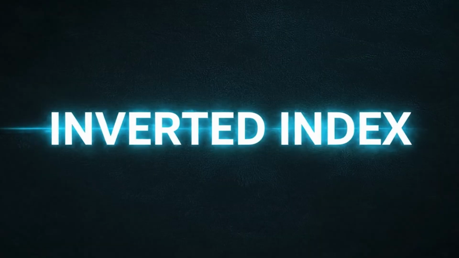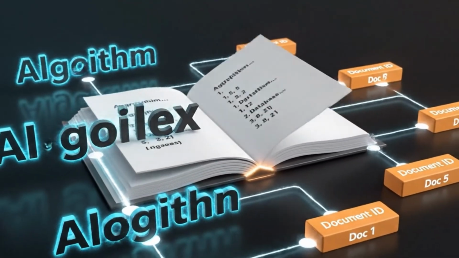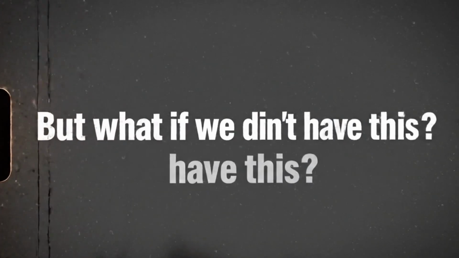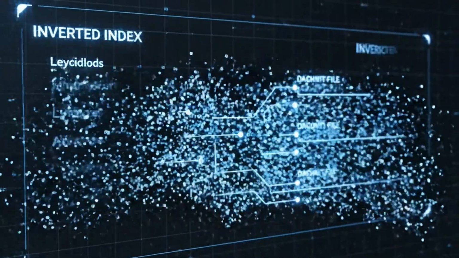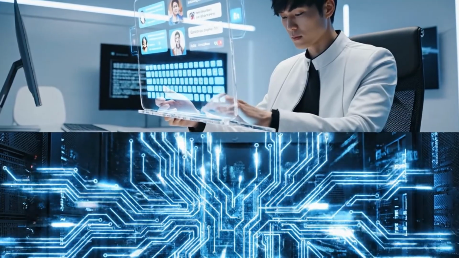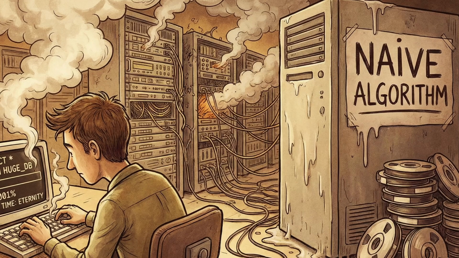This strategy has a name: inverted index. Every time you search for a friend on your favorite social media, Instagram, TikTok, or even when you type something into Google, an inverted index is working behind the scenes. It's the backbone of modern search engines and one of the most powerful data structures for fast information retrieval. But before we dive into how it works under the hood, let's take a look at the naive approach.